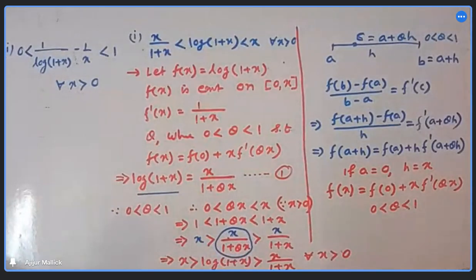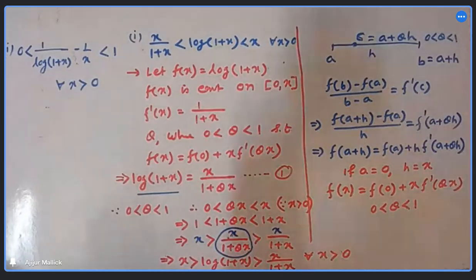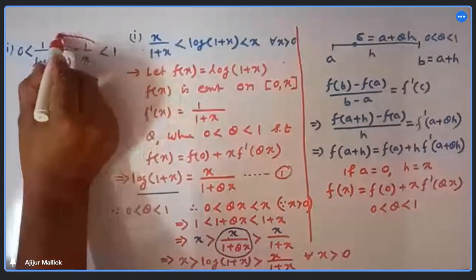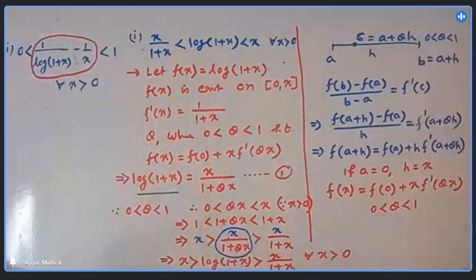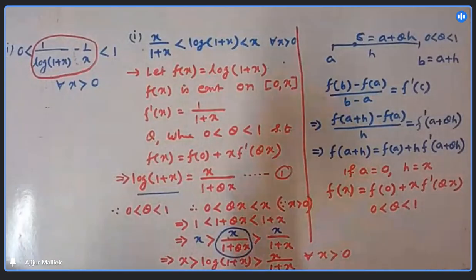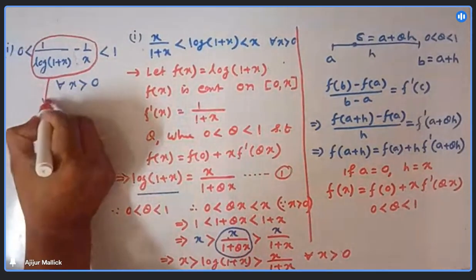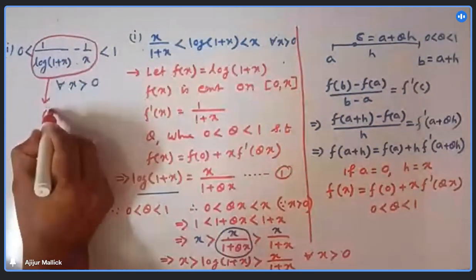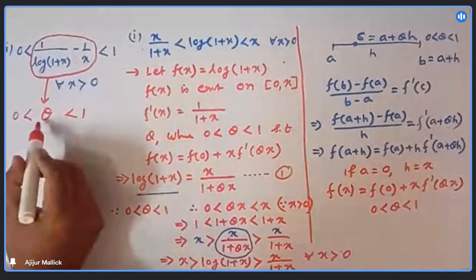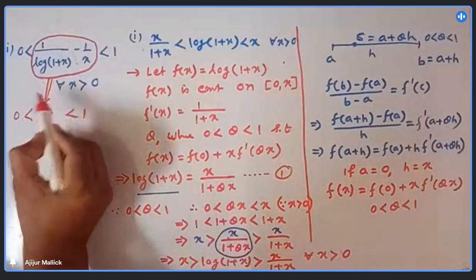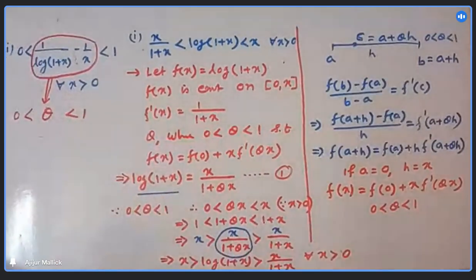How can I show this? This is very important to note here. If you have to prove that anything lies between 0 and 1, then always try to prove that this value is equal to theta. We know that theta is greater than 0 and less than 1. So always we shall try to prove that this value is equal to theta.